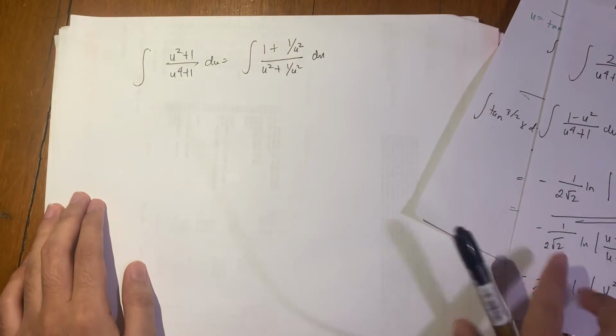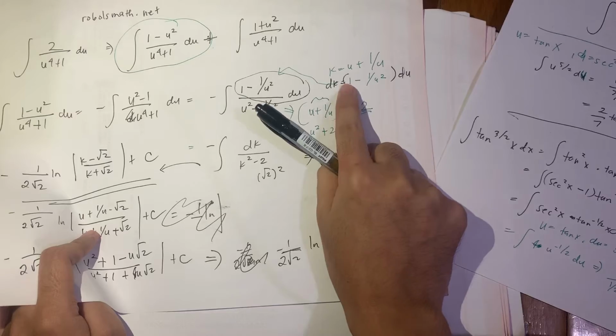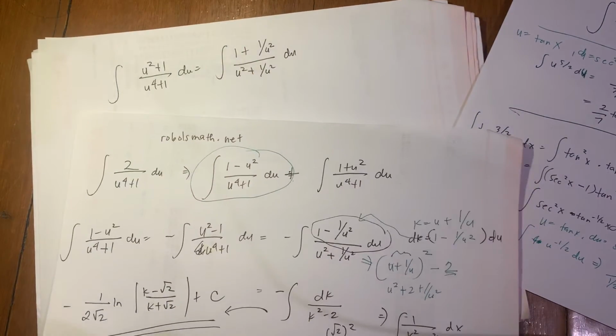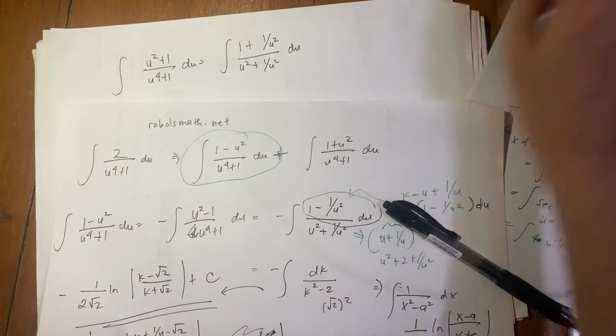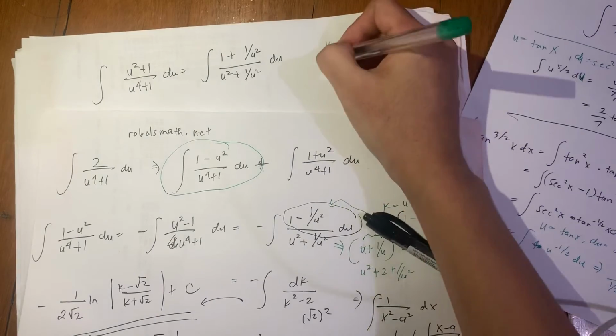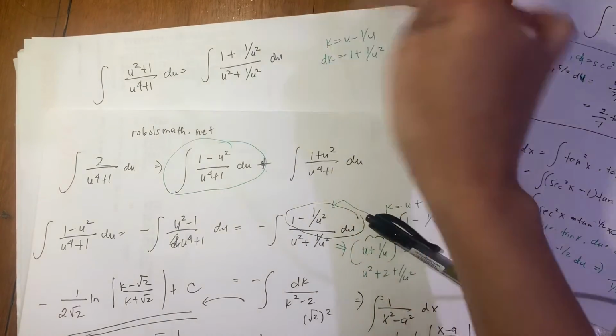So hindi natin pwedeng gamitin yung substitution kanina na u plus 1 over u. Kasi if we do that, that becomes 1 minus 1 over u squared. Ito, 1 over 1 plus u squared na. So ang kailangan naman natin gawin dito is to use the substitution k is equal to u minus 1 over u, such that dk is equal to 1 plus 1 over u squared. Kasi negative times negative is positive.